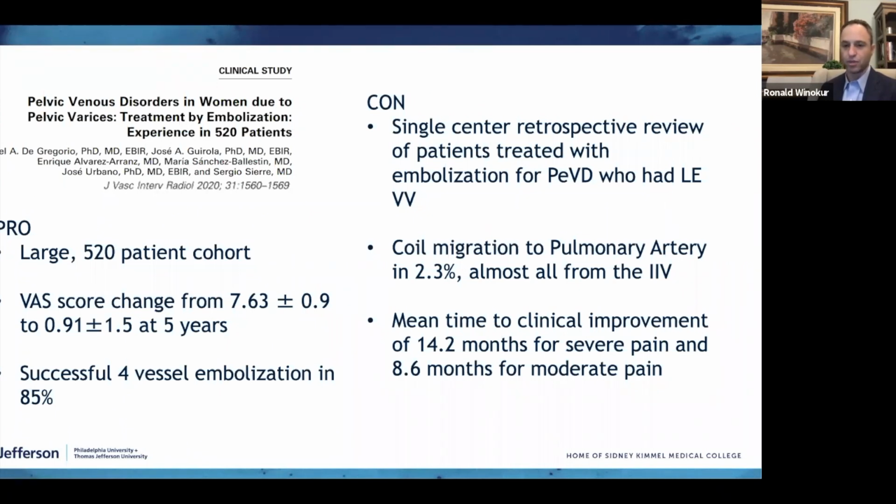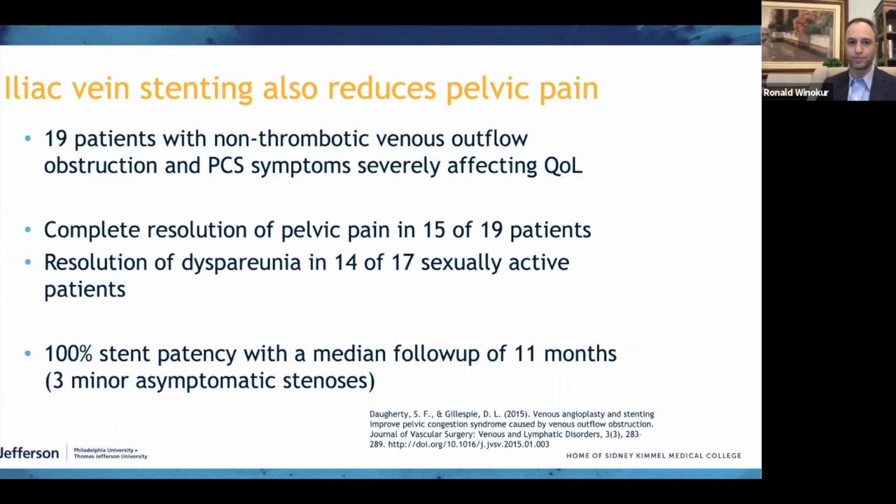They had a high number of coil migrations because they did put coils in the internal iliac vein, which I would suggest against, and they also suggest against in their article. And then their mean time to improvement was very long. So is it really the value of their treatment that led to the clinical improvement?